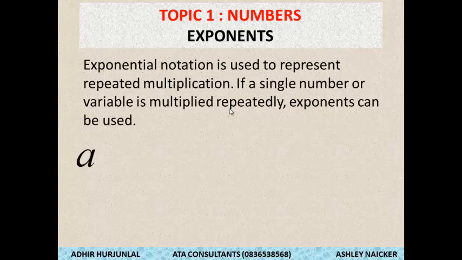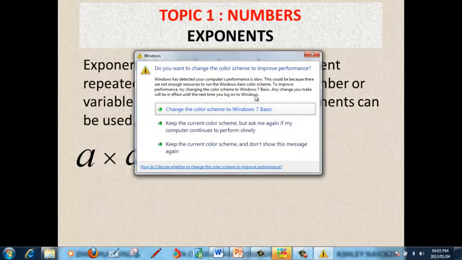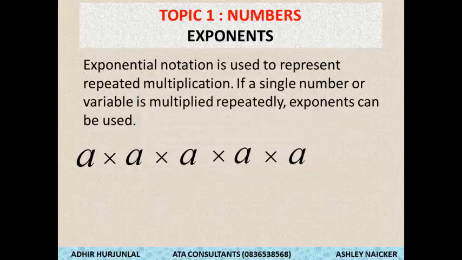Consider the following expression. If we have the variable a multiplied by a multiplied by a multiplied by a multiplied by a, you would notice that we have many a's being multiplied together. If we look at the a's being multiplied together, we now come across a more simplified way of writing this. It will be cumbersome to keep writing as follows.